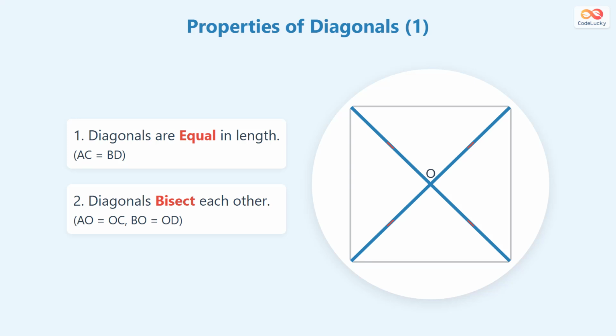Now let us look at the diagonals, which are the lines connecting opposite corners. In a square, the 2 diagonals are equal in length. Furthermore, they bisect each other, meaning they cut each other exactly in half at point O.